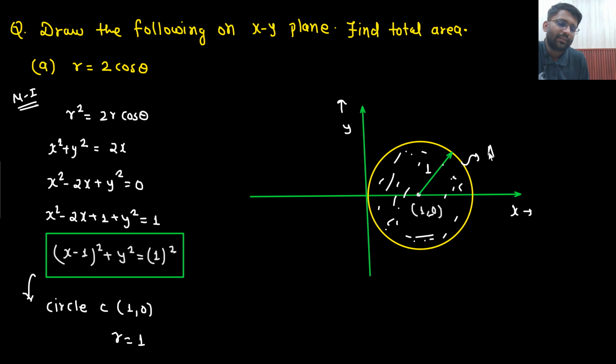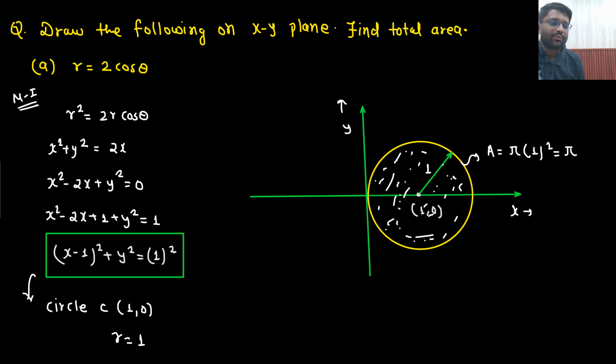Sir, area is nothing but pi r squared. What is the value of r? Radius is 1. So area is pi, sir. This is the answer. Area is pi, which we already know. Understandable? So this question is solved. But let's understand other methods as well, not just for the sake of solving the problem.